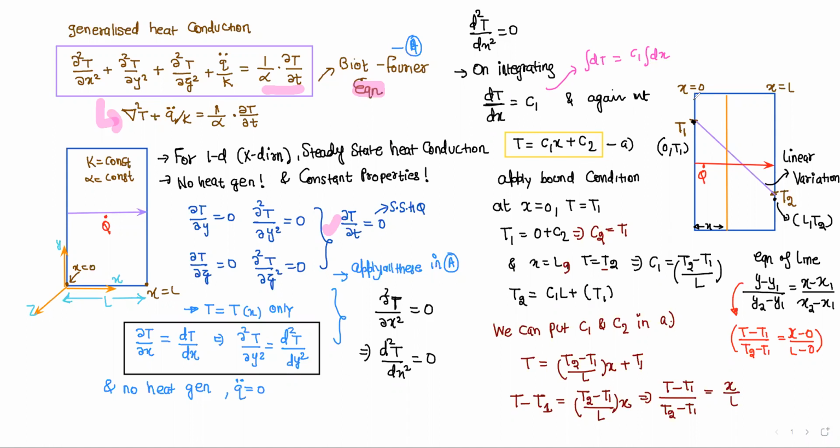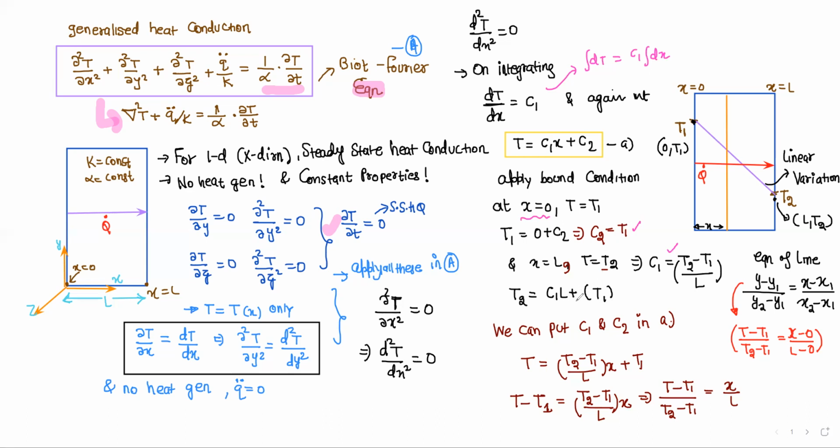What are the two boundary conditions that we can use here? The first one is at x equal to 0, temperature is T1. We get T equal to C1 times 0 plus C2, so C2 is equal to T1. The second boundary condition is at x equal to L, the temperature is T2. From this we will get C1. As we get C1 and C2, we will put them in this equation to get the temperature profile.